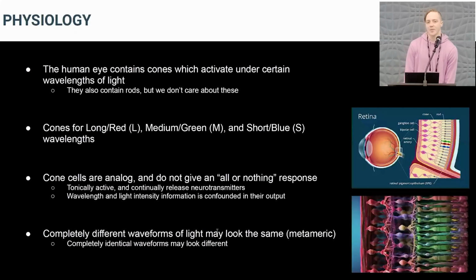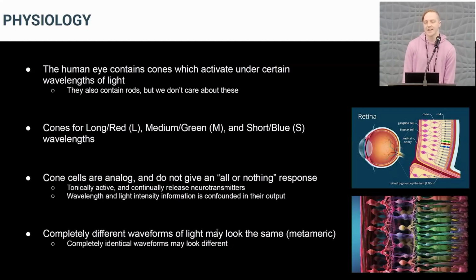So I'm going to start with a brief lesson on physiology. The human eye has a retina, and in your retina are cones. There are three types of cones for red, green, and blue wavelengths of light. Unlike a lot of cells that have a neurological function, cone cells are not actually emitting an all or nothing activation response. They are what's called tonically active, which means they are basically emitting analog signal data.